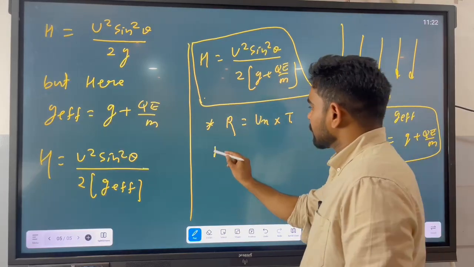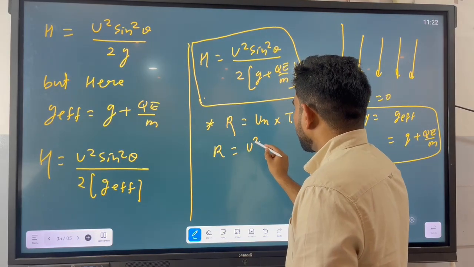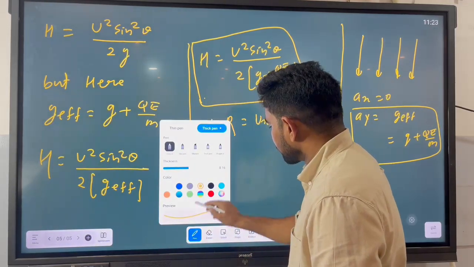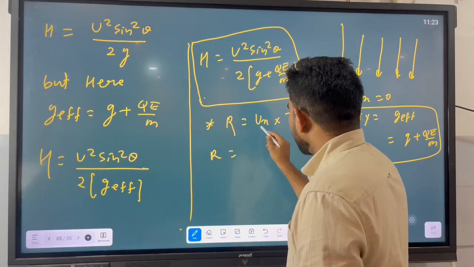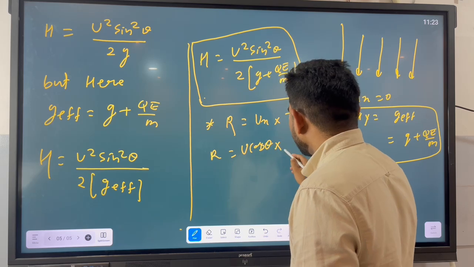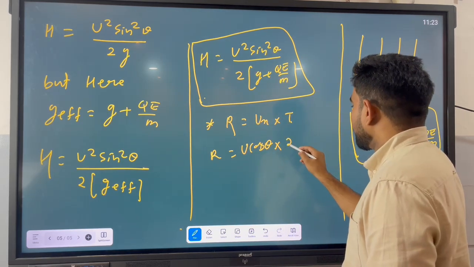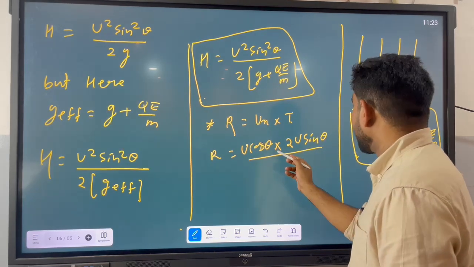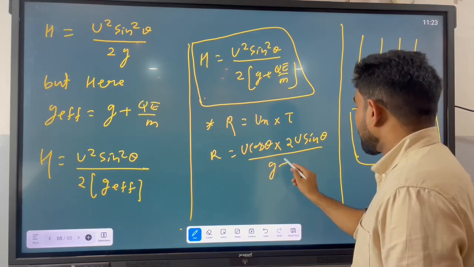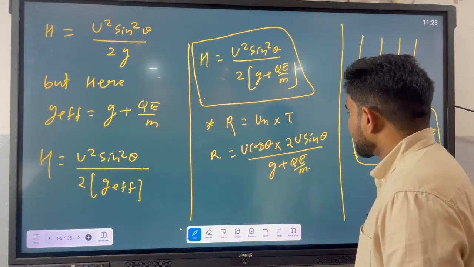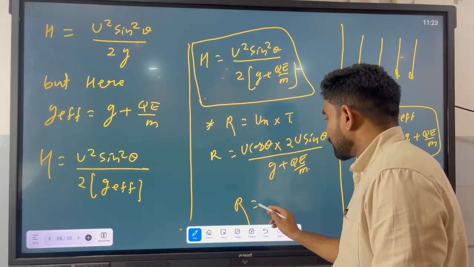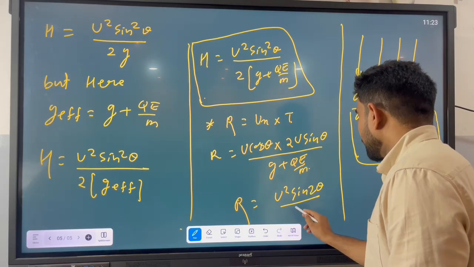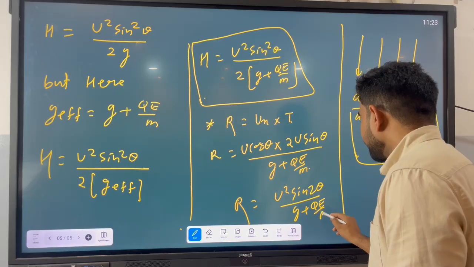In this situation, R equals u_x multiplied by the time of flight, meaning u cos theta multiplied by 2u sin theta divided by g effective, and the value of g effective is g plus QE divided by m. Calculating this formula, R equals u square sin 2 theta divided by g plus QE divided by m, right.